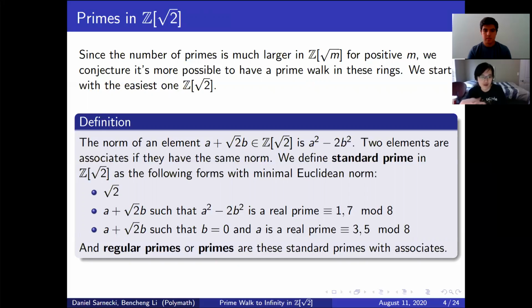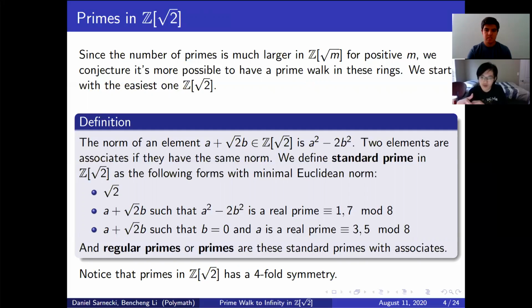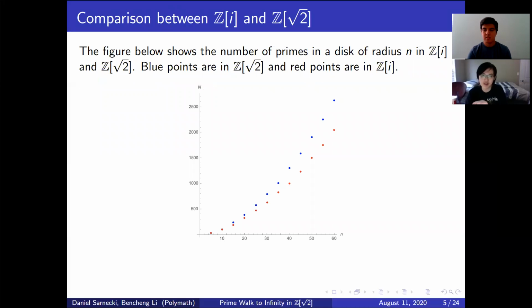Using this definition, we can see that all primes in Z[√2] are just these standard primes with associates. Besides, we also need to notice that the primes in this definition have a fourfold symmetry. So if a plus root 2 b is a prime, then a minus root 2 b or minus a plus root 2 b are also primes.